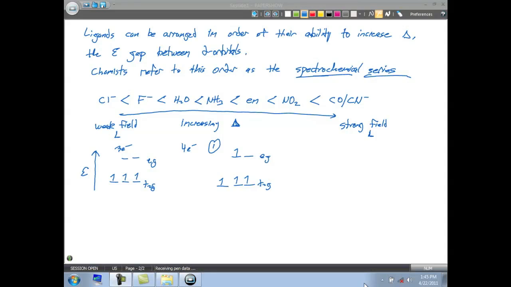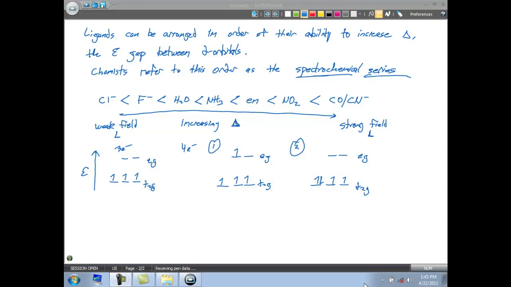The second scenario would be to fill up the t2g orbital with its 3 electrons, and then put the 4th electron down here. So the question is, which case will the electron choose to go with? Would it be number 1, where it goes in the eg orbital, or would it be case number 2, where we have 4 electrons in the t2g orbital?